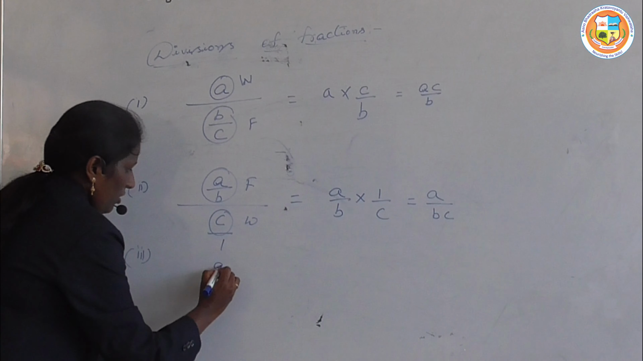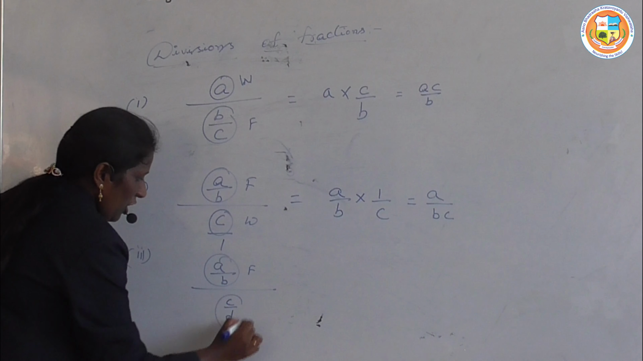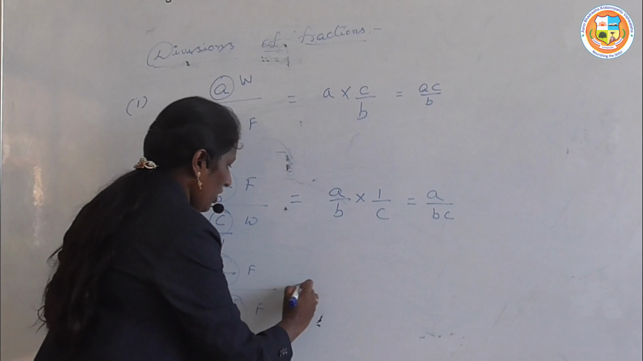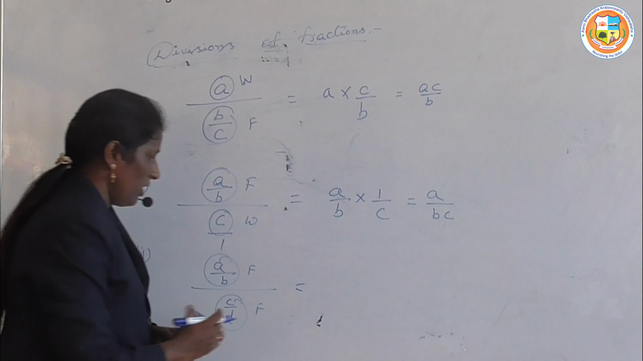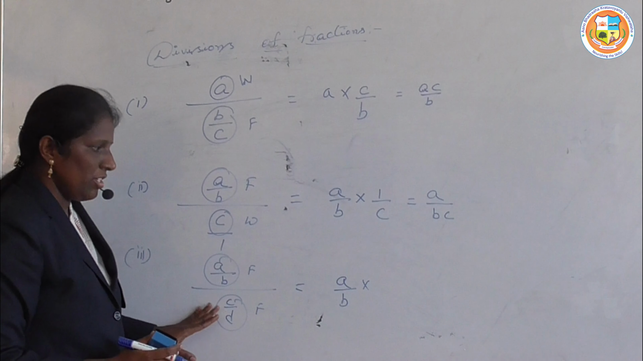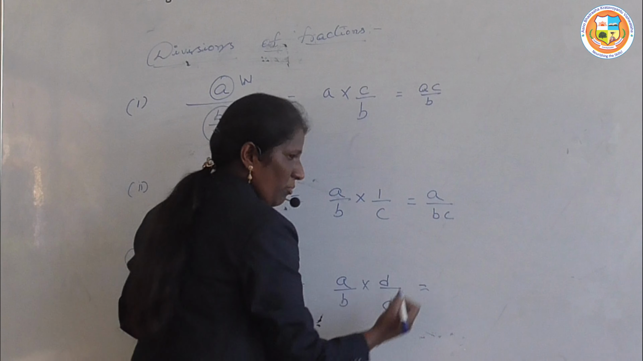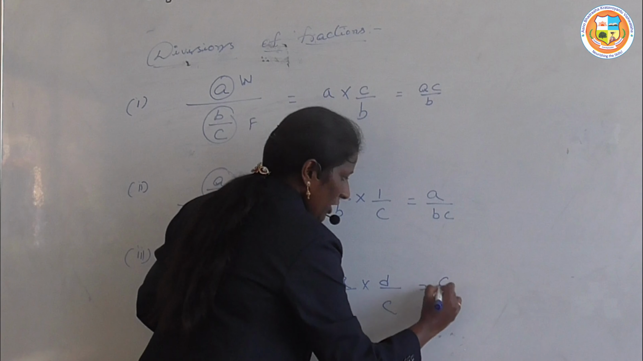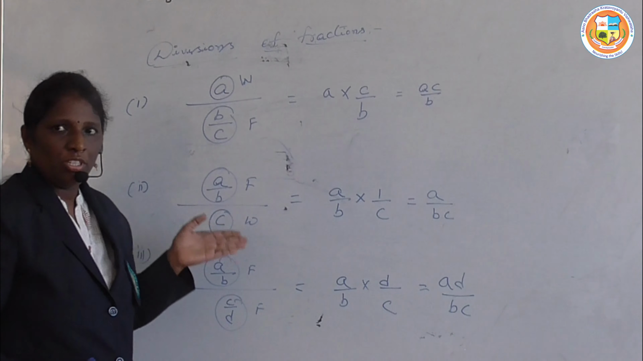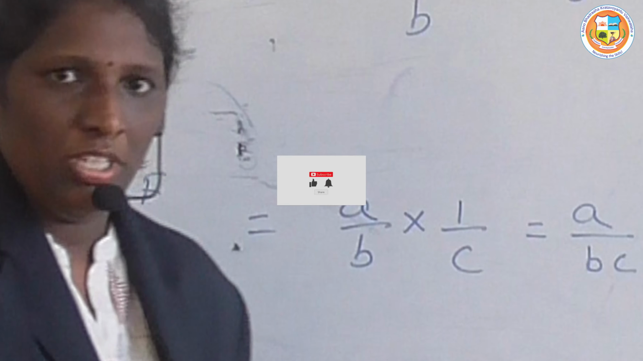Next case: the numerator is also a fraction, and the denominator is also a fraction. Both the numerator and denominator are fractions, and a fraction in the denominator means we always take the reciprocal. Now here is a by b into c by d fraction. This fraction's reciprocal means interchanging the values, that is equal to d by c. Now product of the numerators by product of the denominators: a into d, ad by b into c, bc. Now we have to follow these three cases. It is easy to do the divisions. Thank you.